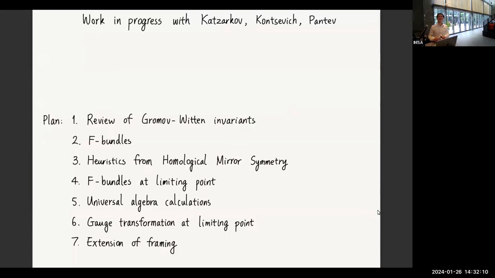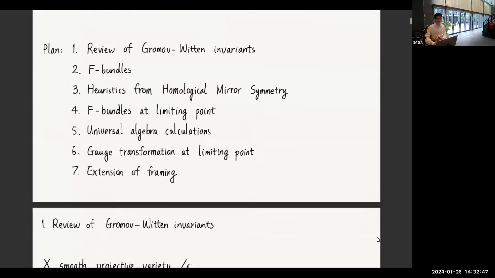And eventually, this allows us to prove the existence of a gauge transformation at this limiting point. And finally, the idea is to use the so-called theorem of extension of framing for F-bundles in order to get this decomposition formula from the limiting point to the whole formal neighborhood of the base of the F-bundle. So this is a rough plan.